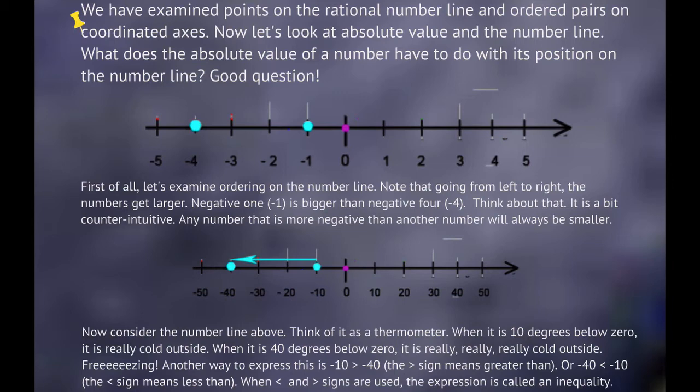Now consider the number line with the blue arrow. Think of it as a thermometer. When it is 10 degrees below 0, it's really cold outside. When it's 40 degrees below 0, it's really, really, really cold outside. Another way to express this is negative 10 is greater than negative 40, or negative 40 is less than negative 10. They are equivalent statements. When the negative sign and the positive sign are used, the expression is called an inequality.